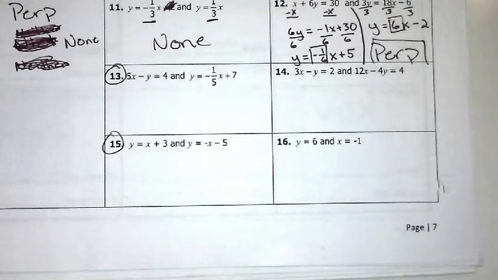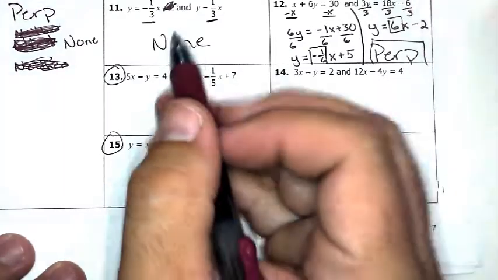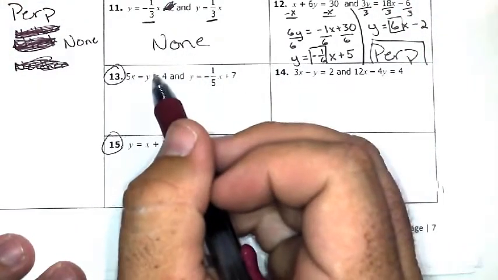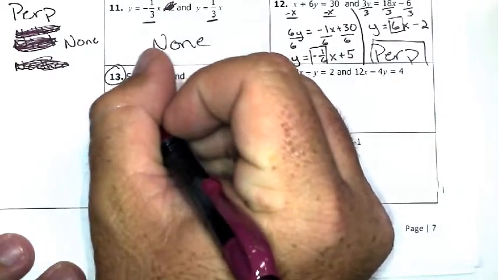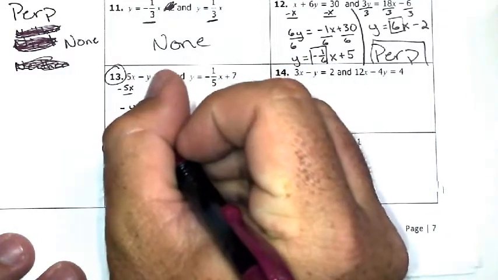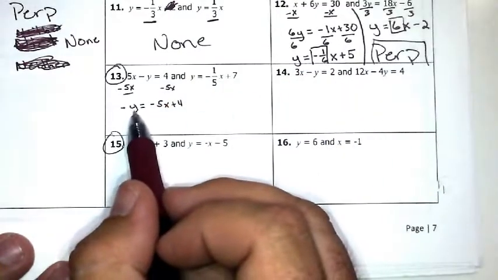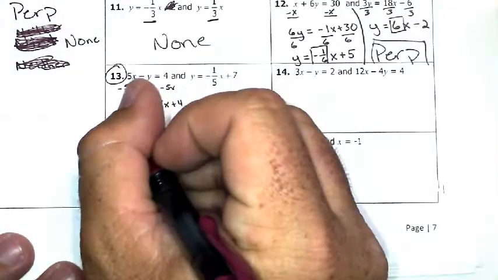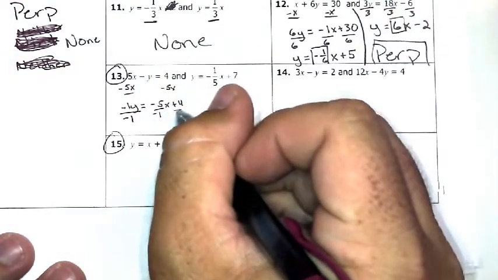All right, erase perpendicular real quick. The most important thing is to get this to slope-intercept form. So the first thing I do is subtract 5x from both sides, where now I have negative y equals negative 5x plus 4. I want a positive y, so I have to divide both sides by negative 1, to where now I have y equals positive 5x minus 4.